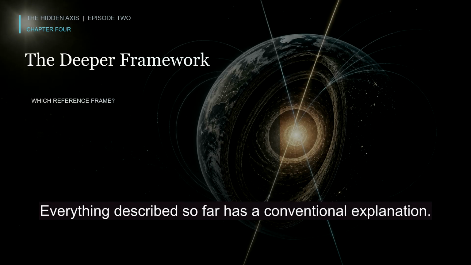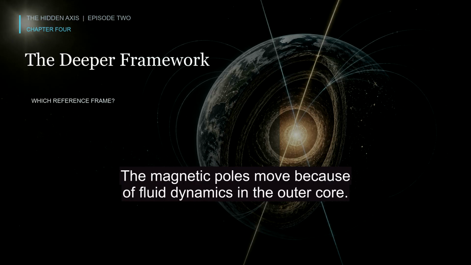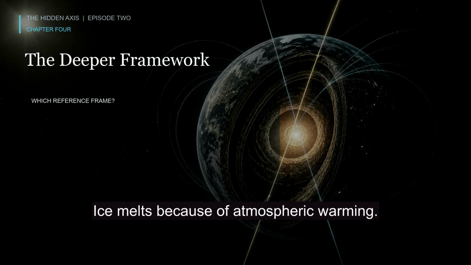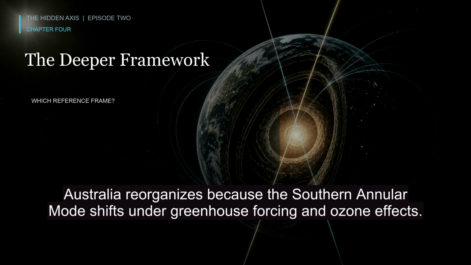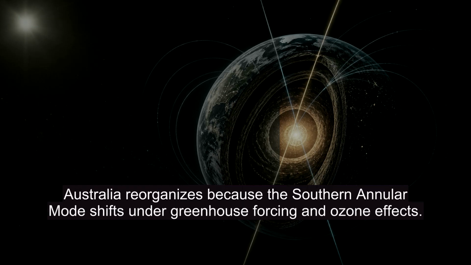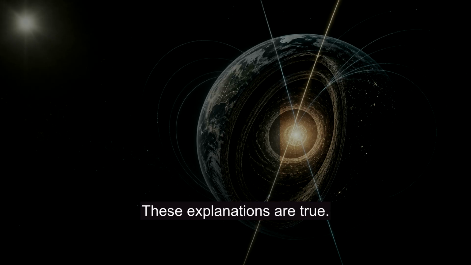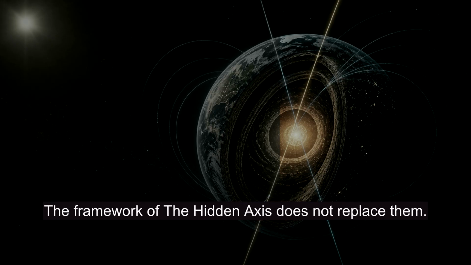Everything described so far has a conventional explanation. The magnetic poles move because of fluid dynamics in the outer core. Ice melts because of atmospheric warming. Australia reorganizes because the southern annular mode shifts under greenhouse forcing and ozone effects. These explanations are true. The framework of the hidden axis does not replace them.